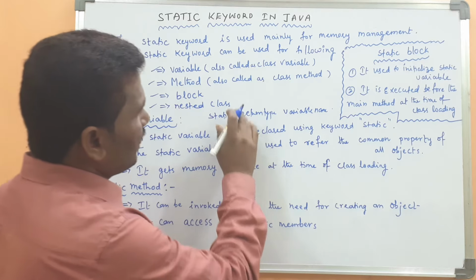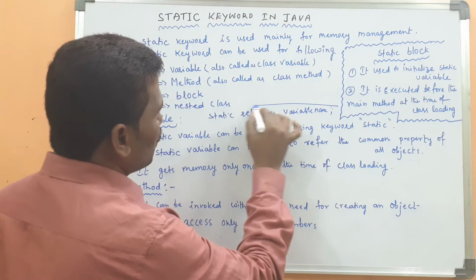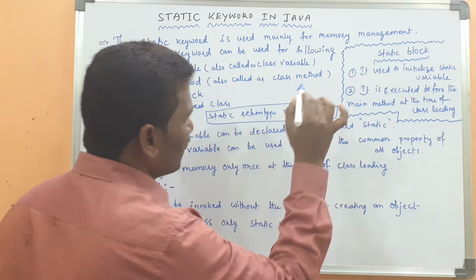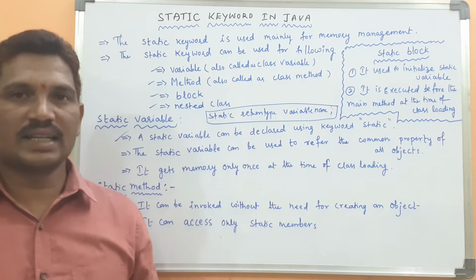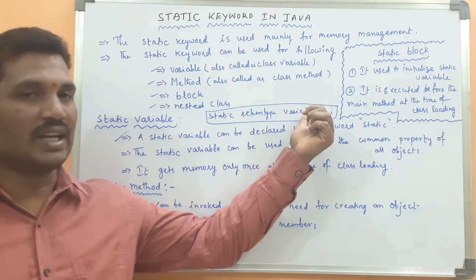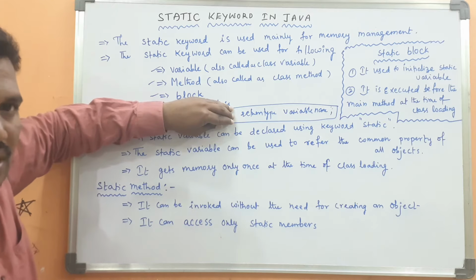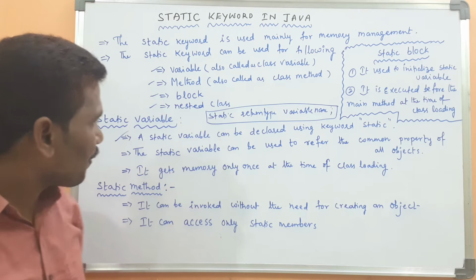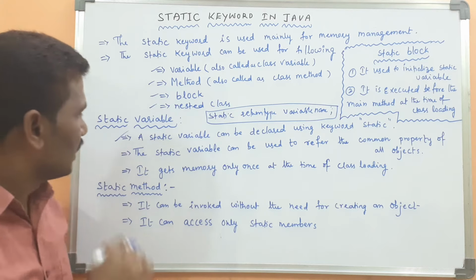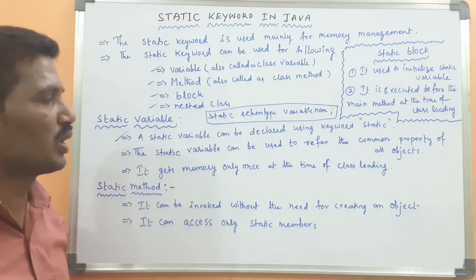A normal variable is not declared as static, but here we use the static keyword for the variable declaration. That is why it is called a static variable. If you remove the static keyword, it belongs to the normal variable, which is also called the instance variable.